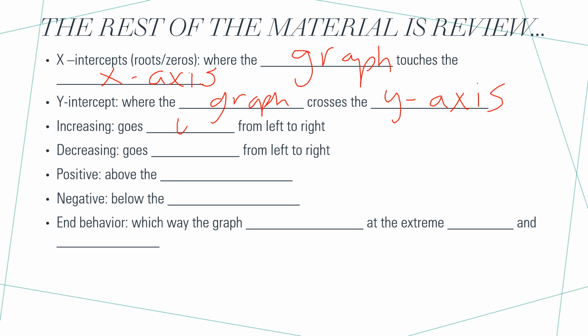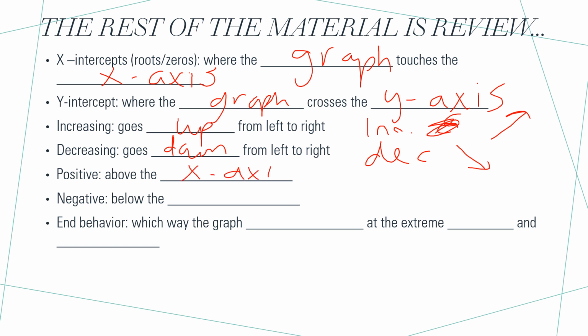Increasing means it goes up from left to right. Decreasing means it goes down from left to right. Now, if I were taking notes on this, I might do something like an arrow. That's not the greatest, but your notes are for you to help you remember stuff. Positive means it is above the x-axis. Negative means it's below the x-axis.